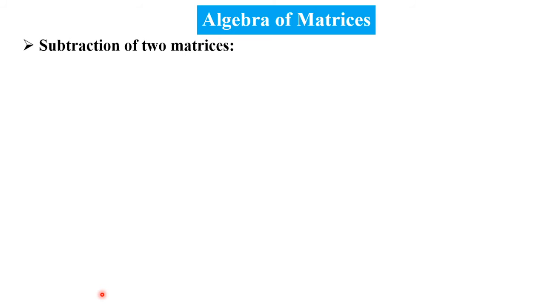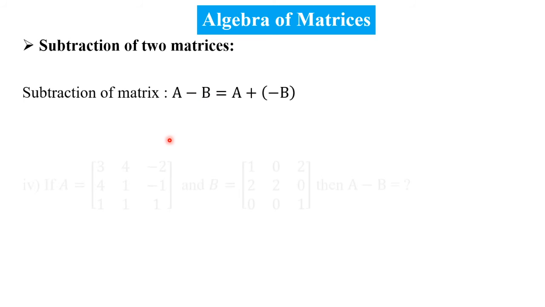Okay, let us see the subtraction of two matrices. Subtraction of matrices, that is A minus B. A minus B means A plus minus B. Okay, let us understand. A minus B is equal to A plus minus B, plus and minus become minus, that is A minus B. Okay.